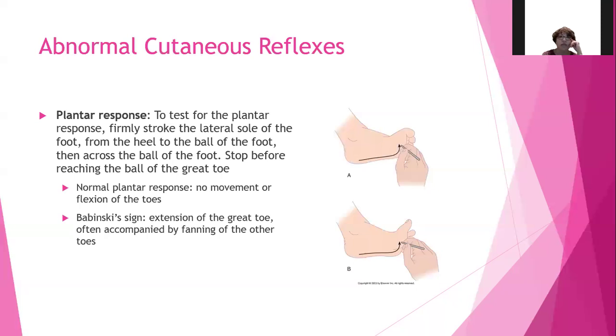Abnormal cutaneous reflexes can happen with some upper and lower motor neuron issues. So the plantar response, it's also called the Babinski's reflex, Babinski's sign. You stroke the lateral sole of the foot from the heel to the ball of the foot and then across the ball of the foot. And you stop before you get to the ball of the big toe. The normal reflex is either nothing or your toes curl, your toes flex. If you get extension of the great toe and fanning of the other toes, that's the abnormal response.